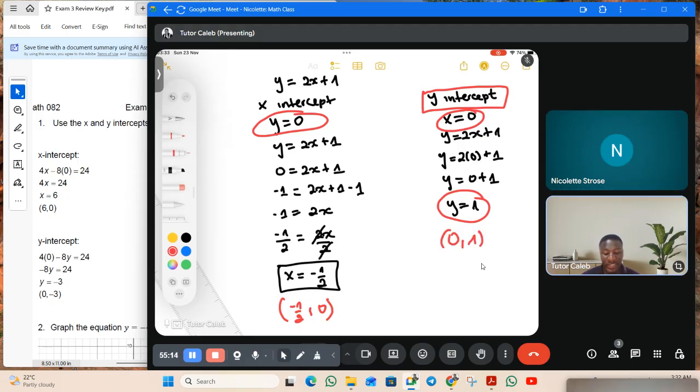So now you see that this line, look, Nicolette, this line has two intercepts. It has an x-intercept of negative half and 0, and a y-intercept of 0 and 1. Is this clear? Yeah.